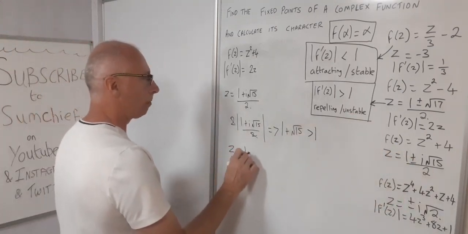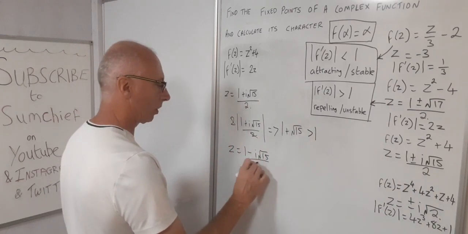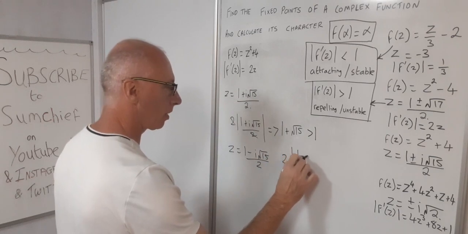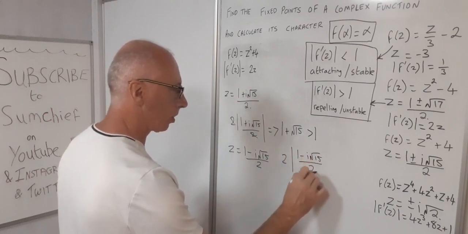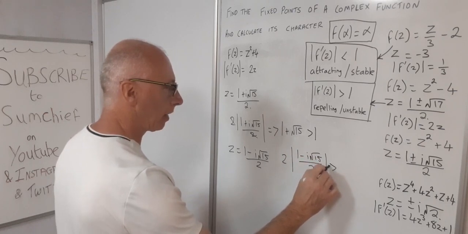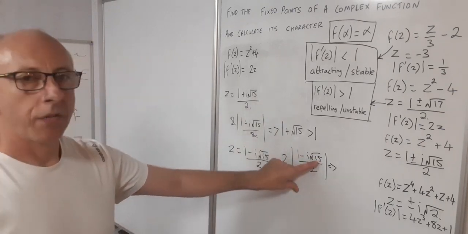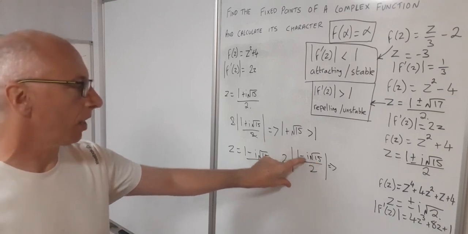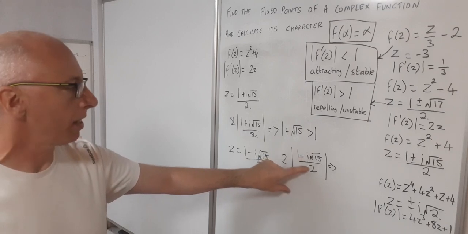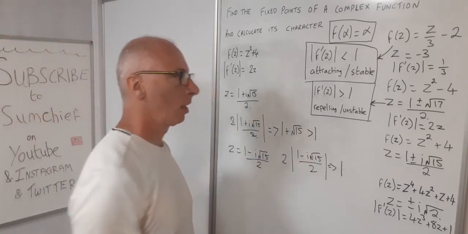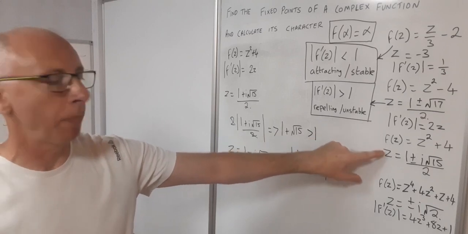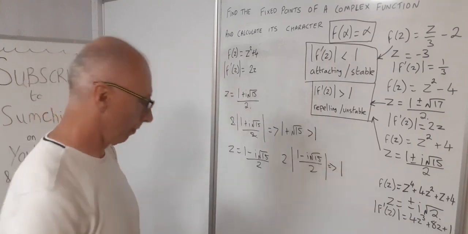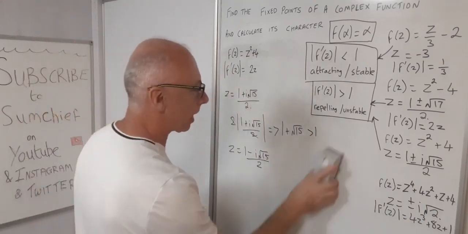So z equals (1 minus i root 15) over 2. Let's try it for 2z, so 2 times (1 minus i root 15) over 2. The square root of 15 is just less than 4, so it's 3 and a bit. 1 minus 3 and a bit is going to give us minus 2 and a bit. So that's still going to be greater than 1. Hence these two points are still going to be repelling and unstable, both of them. So they will link to this box. Okay, let's check this last one out.